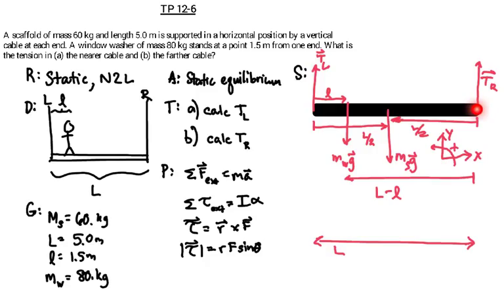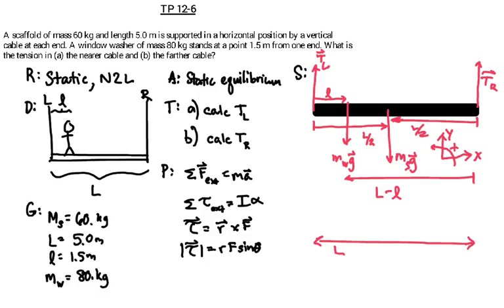I need to have all of my critical dimensions from that point. So the distance from my axis of rotation to my scaffold weight force is big L over 2. And the distance from my axis of rotation to the weight of the window washer is big L minus little l. And the distance from the axis of rotation to the tension in the left cable is big L.